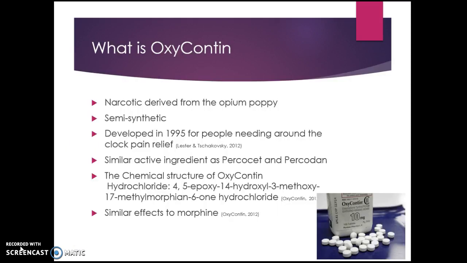What is OxyContin? OxyContin is a narcotic derived from the opium poppy. It's semi-synthetic and was developed in 1995 for people needing around-the-clock pain relief. It has similar active ingredients as Percocet and Percodan, which we've mentioned in our pharmacology class already, and has similar effects to morphine. Here we've also listed the chemical structure, but that's obviously not something we need to know, just kind of cool to see.